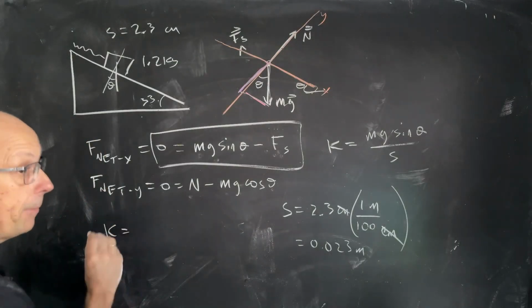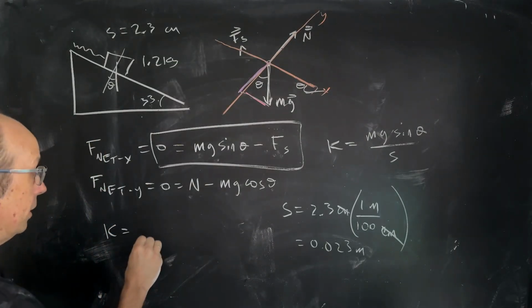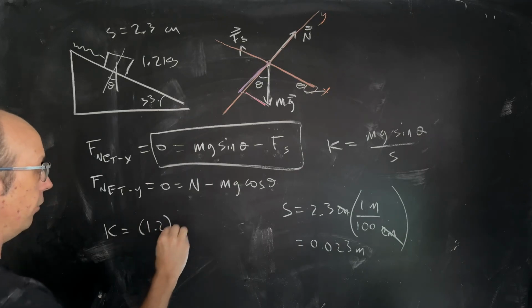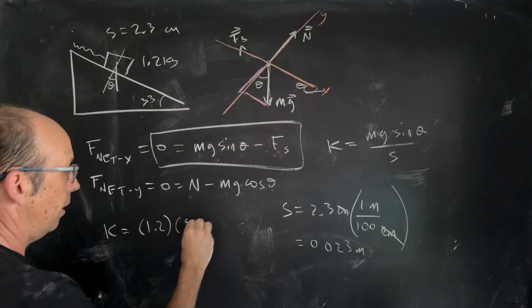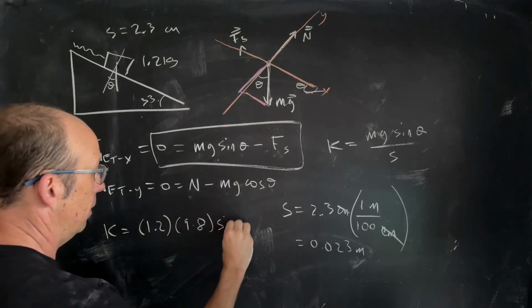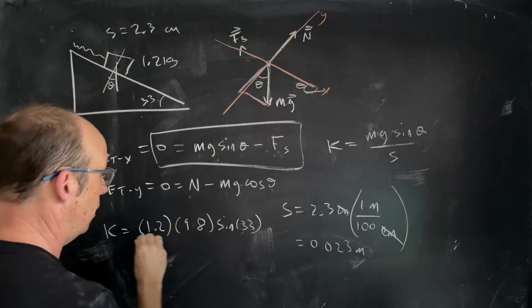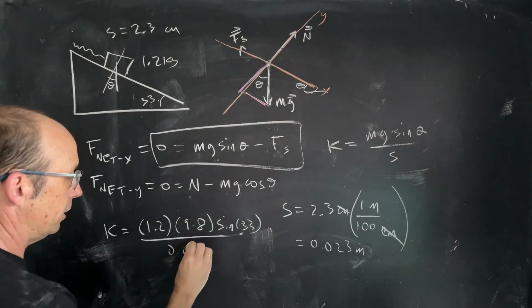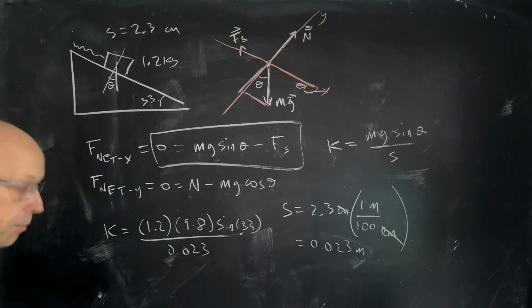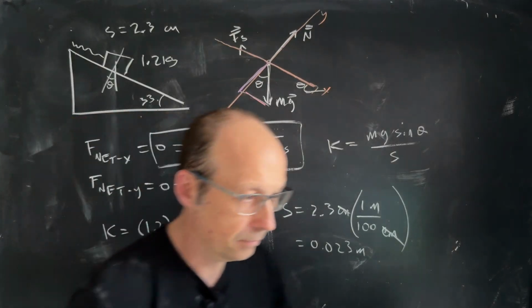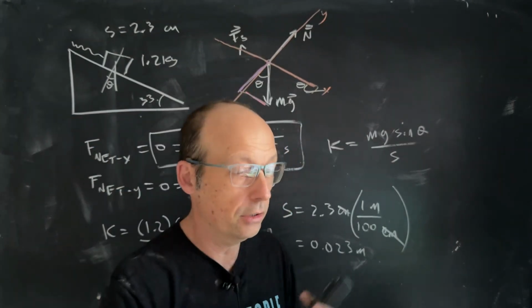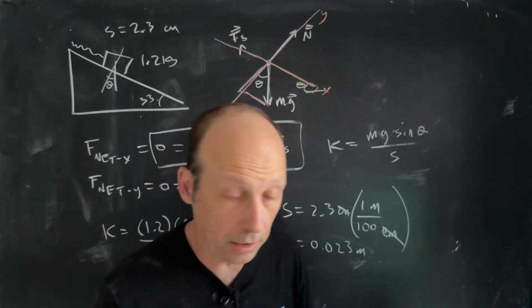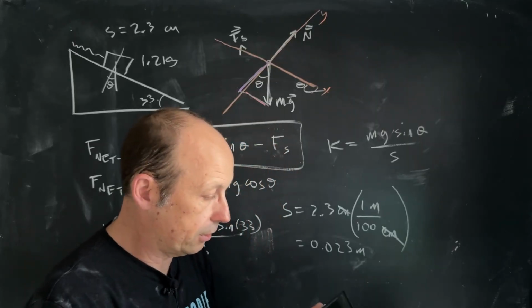k is m. I'm not going to put the units just for simplicity, but I know that I have everything in the right units. 1.2 kilograms, 9.8, sine of 33, divided by 0.023. Now we need to put that in our calculator. I'm going to enter that in my calculator. You should do the same thing just to check to make sure you have your order of operations fine.